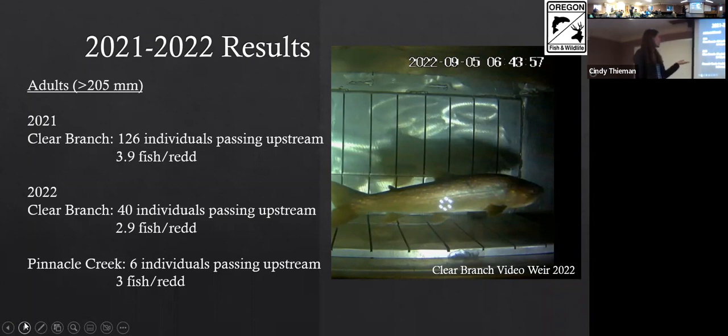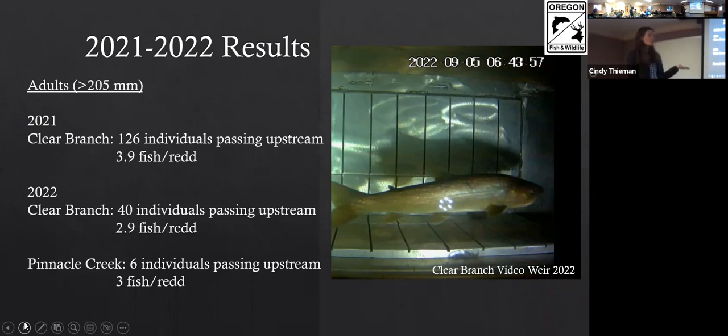In 2022, we had the Clear Branch video system in again, yet in 2022, we only counted 40 individuals passing upstream. So a big drop as far as the abundance of spawners between these 2 years. However, our proportion of fish per red really didn't change. I mean, it changed obviously by one fish per red, but proportionally it really wasn't as different. And that's also because we saw far less reds in 2022 than we did in 2021.